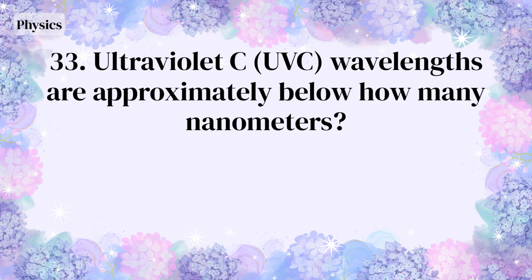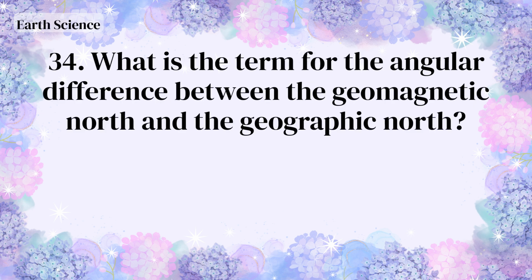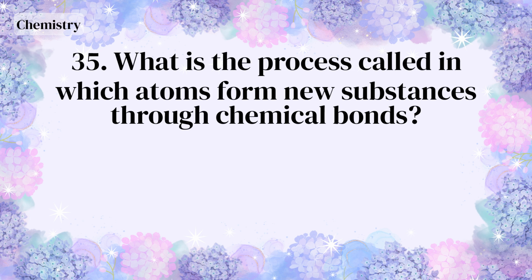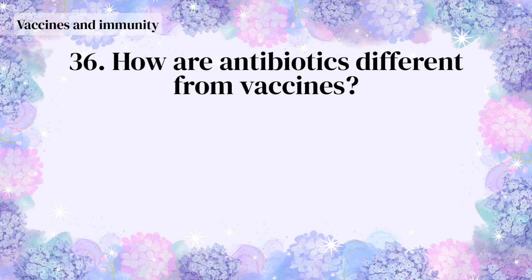Ultraviolet C, UVC, wavelengths are approximately below how many nanometers? 280 nanometers. What is the term for the angular difference between the geomagnetic north and the geographic north? Magnetic declination. What is the process called in which atoms form new substances through chemical bonds? Chemical reaction. How are antibiotics different from vaccines?